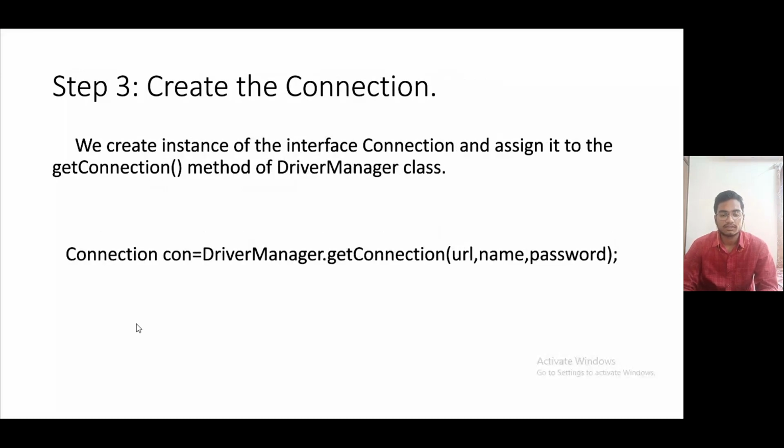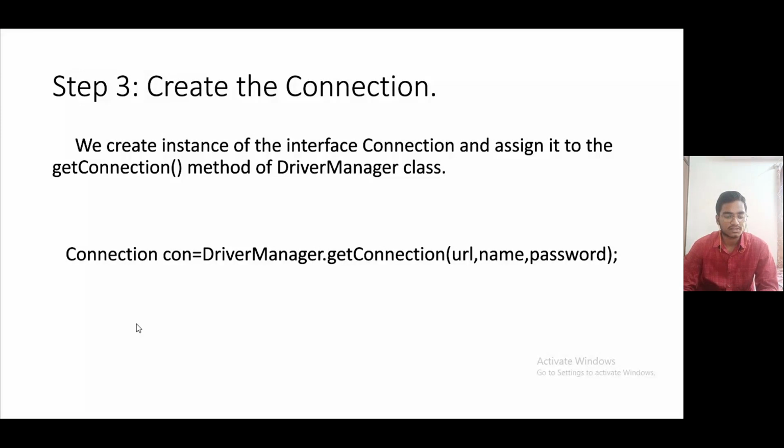And the third step is create the connection. We need to establish the connection with the database, and this can be done with the help of getConnection method in the Connection class. This Connection is an interface which is available in SQL package. The getConnection method is available in DriverManager class. The return type of this getConnection method is Connection. So we need to create an object of type Connection, and we assign it to the DriverManager class.